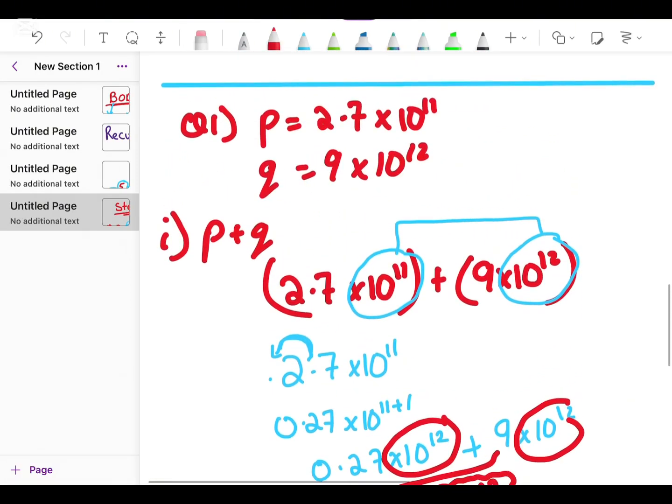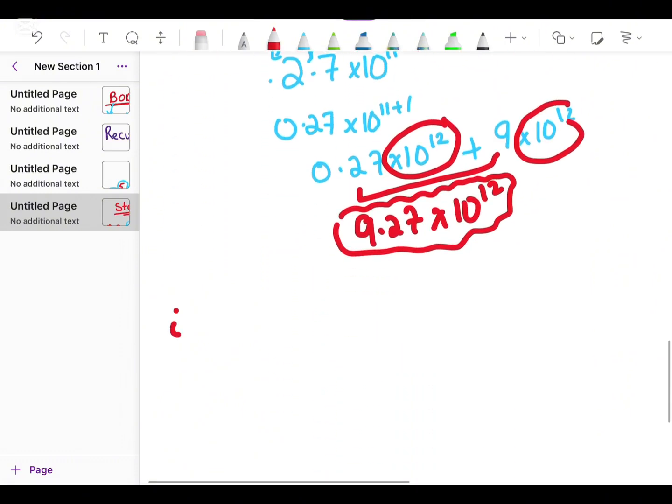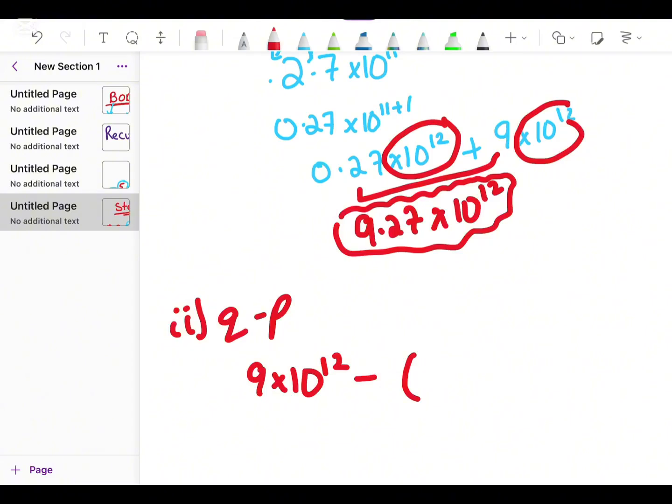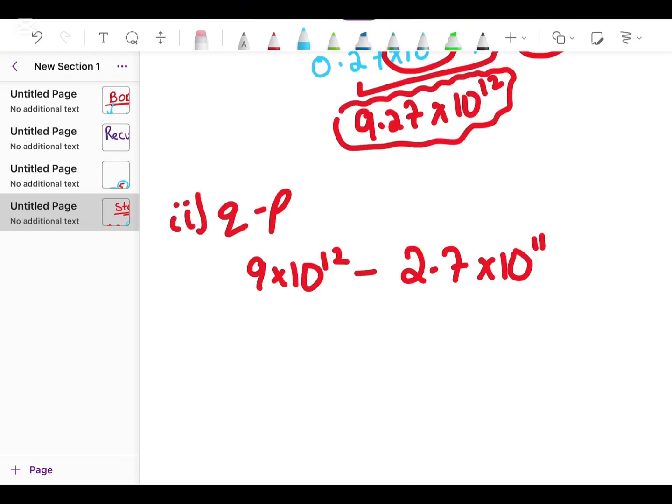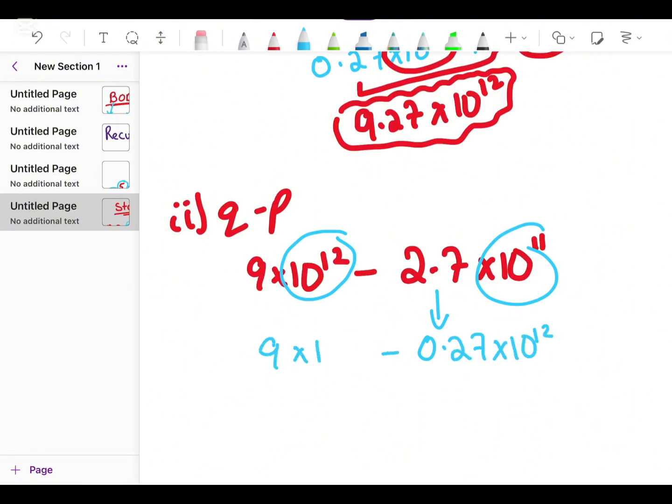So we have the bigger number 9, so we have to subtract like this, q minus p. The q is 9 multiplied by 10 raised to the power 12 minus we have 2.7 multiplied by 10 raised to the power 11. So again the same concept we have to repeat. The power must be same, so I will change this to 0.27 multiplied by 10 raised to the power 12, minus 9 multiplied by 10 raised to the power 12.